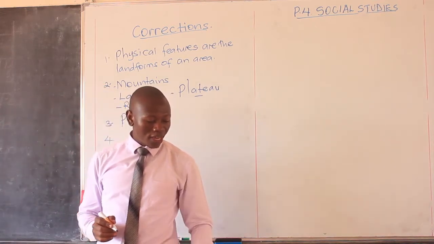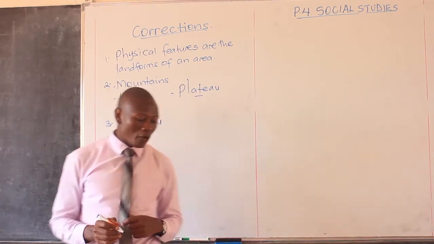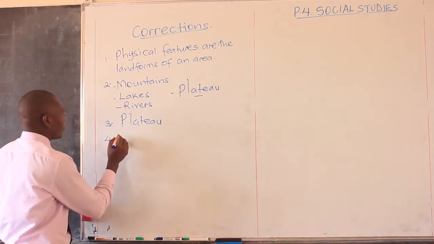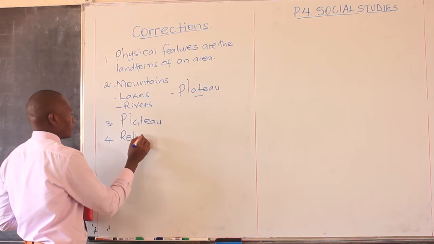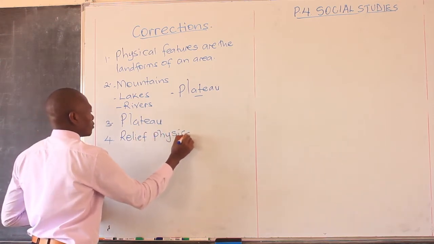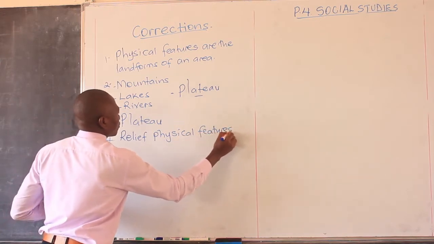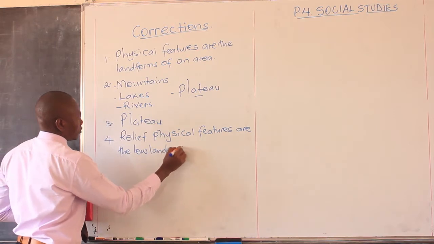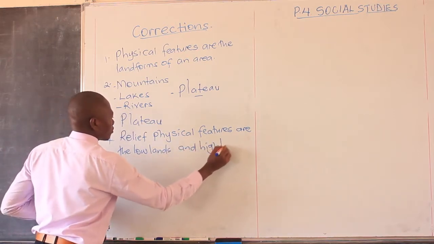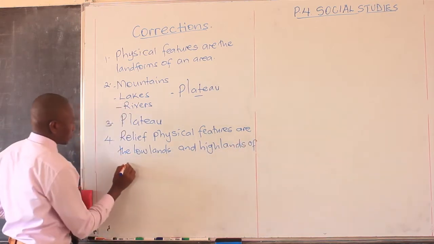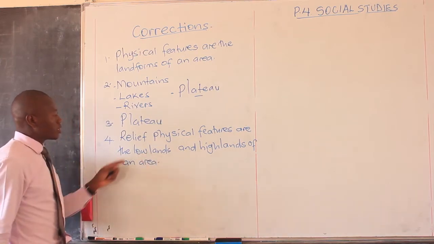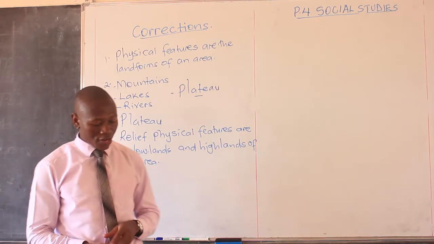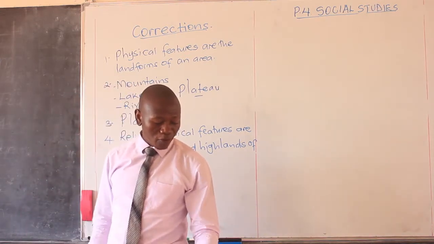Number four, you were asked to give the meaning of the term relief physical features. So we say relief physical features are the lowlands and highlands of an area. Good. Relief physical features are the lowlands and highlands of an area.